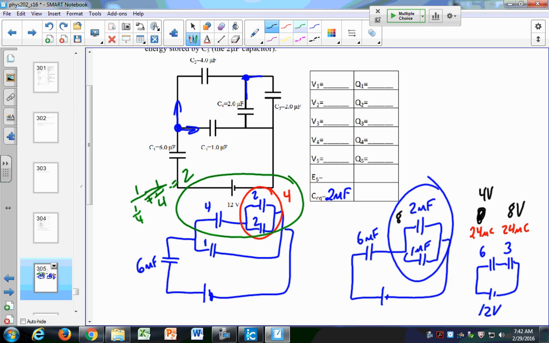I have 8 volts, 8 volts, 4 volts. Now I can step back again, recognizing that this capacitor is the same as this capacitor. So I have 8 volts here. Here I have a 4 and a 4 microfarad capacitor, 2 identical capacitors in series.